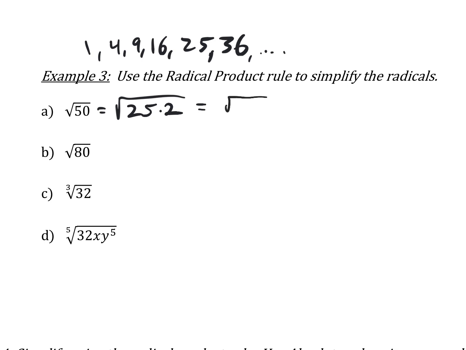And the radical product rule says we can go ahead and break that into 2 square roots. Do we know the square root of 25? We sure do. That's 5. Do we know the square root of 2? Nope, so we'll leave that as a square root of 2. So 5 square root of 2 is the simplified version of the square root of 50.